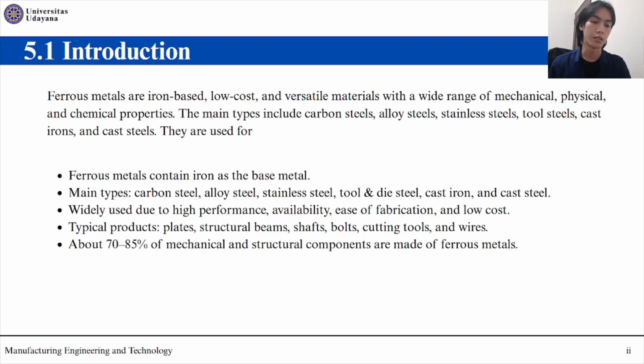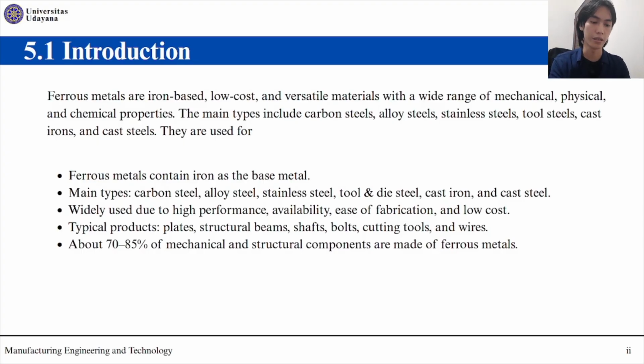Various metals are iron-based materials that make up the majority of structural and mechanical components used in industry. The main types include carbon steel, alloy steel, stainless steel, tool and die steel, cast iron, and the last one is cast steel. This material is low cost, or you can say cheap.